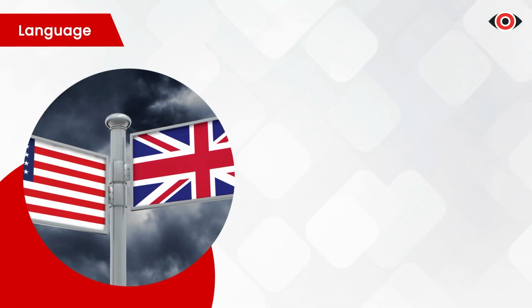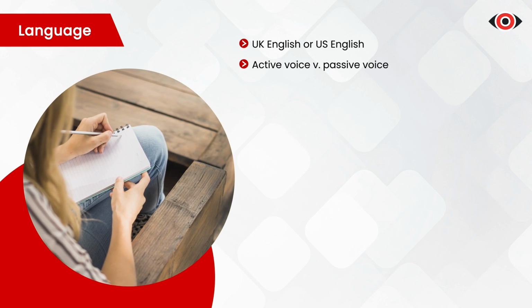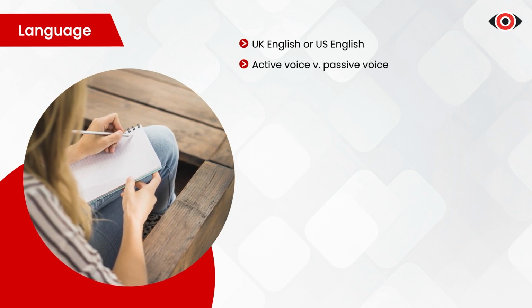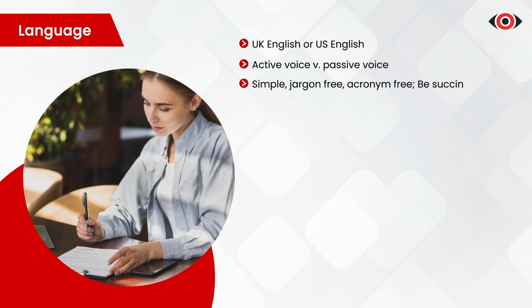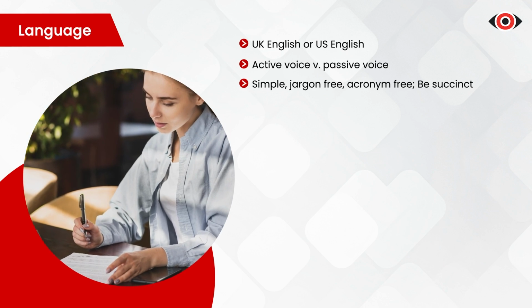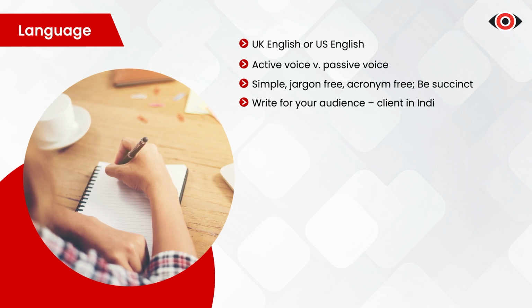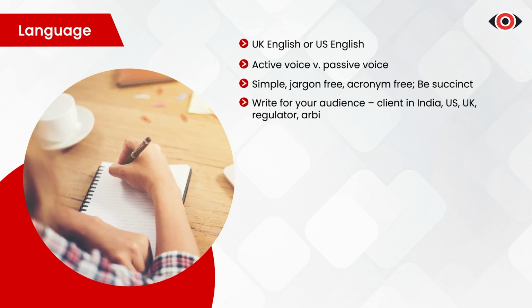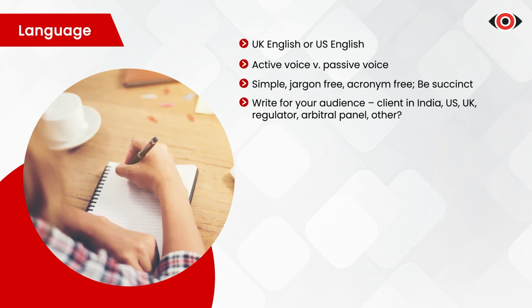We will now look at language considerations while writing a forensic report. First, you can use either UK English or US English. The use of an active voice versus a passive voice is a critical selection criterion. Keep the report simple, jargon-free, and acronym-free. In other words, be succinct. Write for your audience. Is your client in India, in the US, in the UK? Is it a regulator? Is it a panel of arbitrators, or perhaps others?